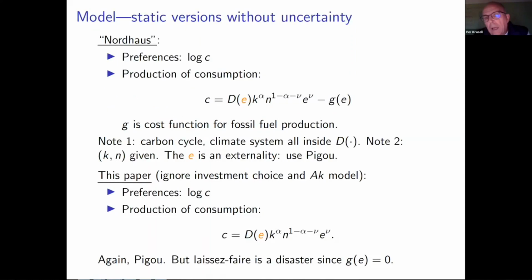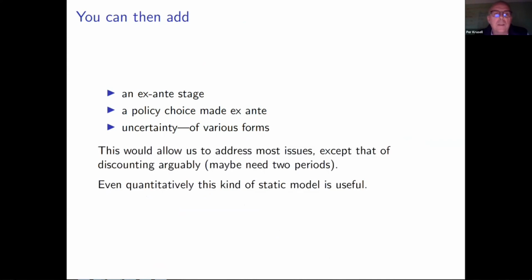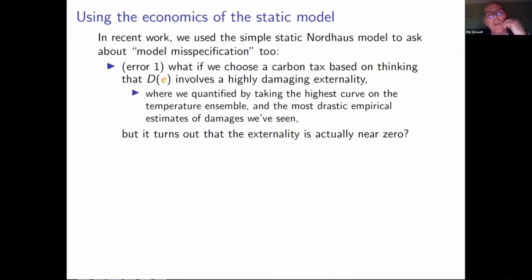Okay, so I think this is nice because you can think of adding an ex-ante stage and make a policy choice ex-ante, and then add your uncertainties in the various places. And it's an entirely much simpler model. I think it would be nice to think about it that way, and it would allow you to connect more with the quantitative studies. The only thing that's missing here is discounting, which of course is important, but you can't capture everything in a simple static model.